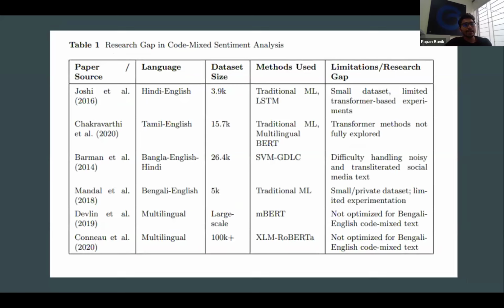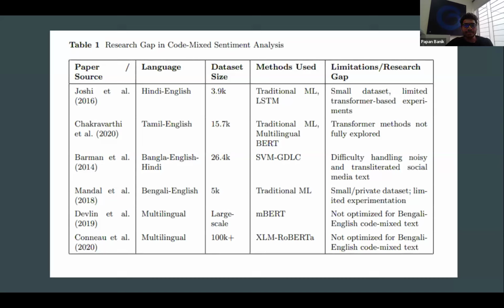So here's the research gap. To be a good researcher, you have to analyze the relevant research for your paper. So I use some relevant research here, and I mention their limitations and the methods they used. Here I mention 6 studies, like Hindi English, Tamil English, Bengali English, and some research done in earlier years. A dataset sample I mention here.